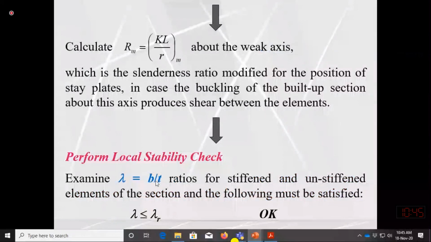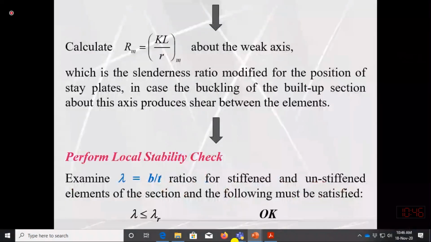So local stability, we have seen that these are the buckling of stiffened element and unstiffened element. So buckling of unstiffened element is the flange local buckling in case of channel and I section, and buckling of legs of angle section, and stiffened elements are the web of channels and I section.